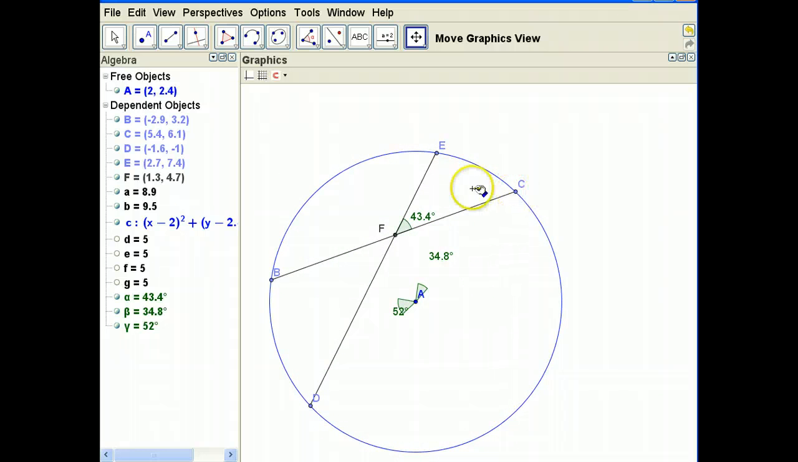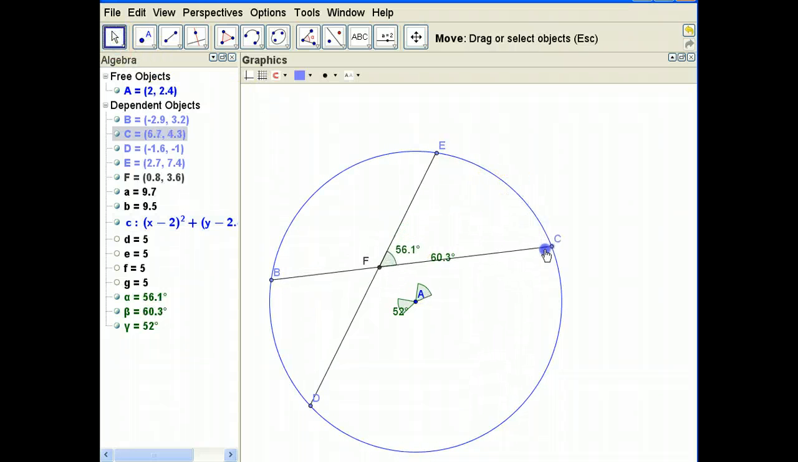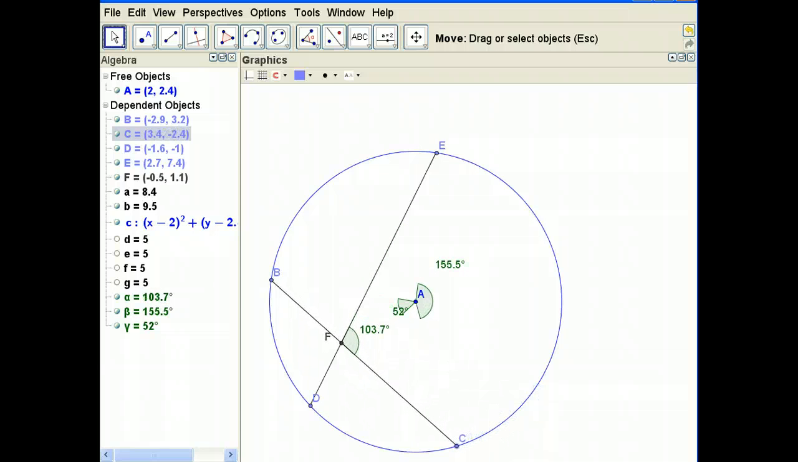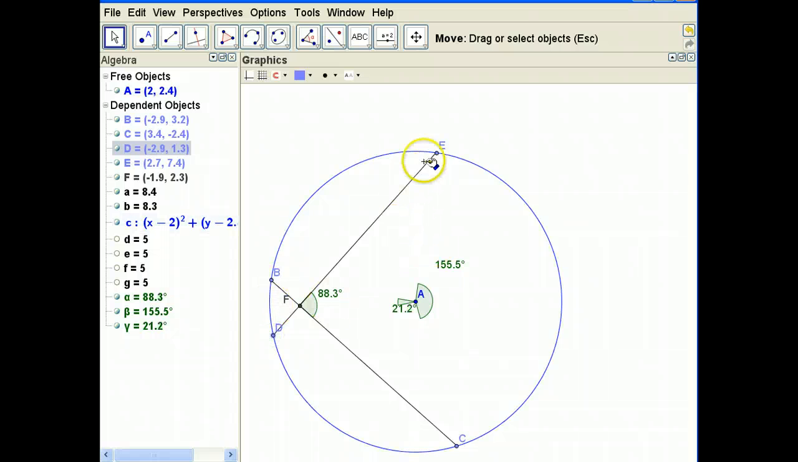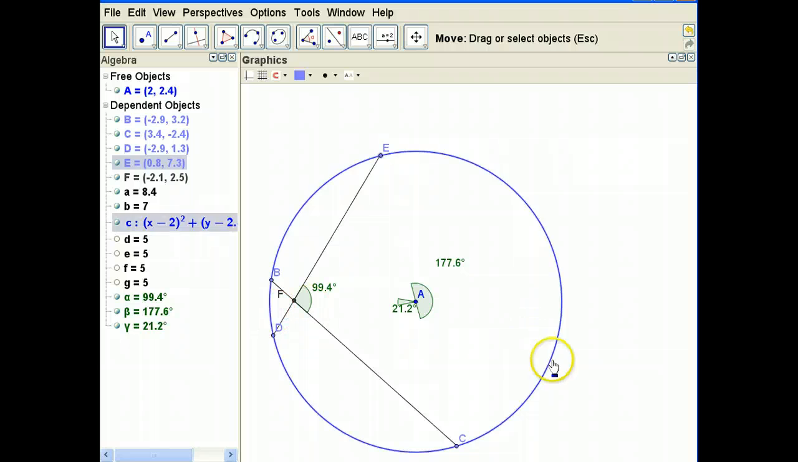Let's take point C, for example, and drag that down a little bit so it changes all of our values. Let's bring it all the way down here, for example. And take point D and we'll really make it this small arc over here. So now we're dealing with a major arc over here and a minor arc over here. If you follow the central angles, the central angle for this one is almost 178 degrees, and that minor arc right there, the central angle, is 21.2. Well, if I take the measurement of the major arc, add it to the measurement of the minor arc, and divide by 2, it should equal this angle right here.